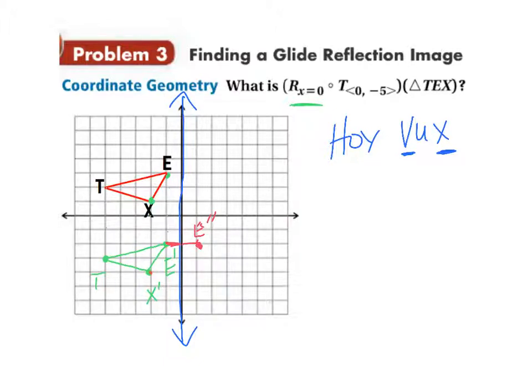Okay, this point here is 1, 2 units off my line, so I'm going to go 1, 2 units off the line. That's my new X. Call it X double prime. T is 1, 2, 3, 4, 5 points, so go 1, 2, 3, 4, 5 points. T double prime. And that is your image. That would be your resulting image.